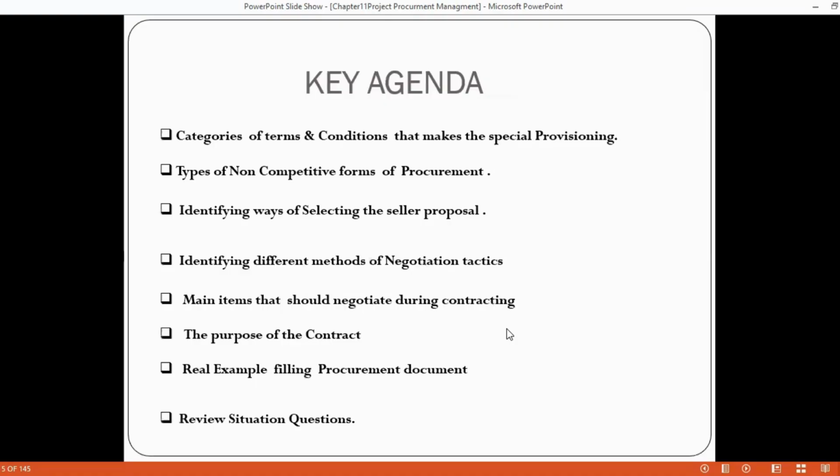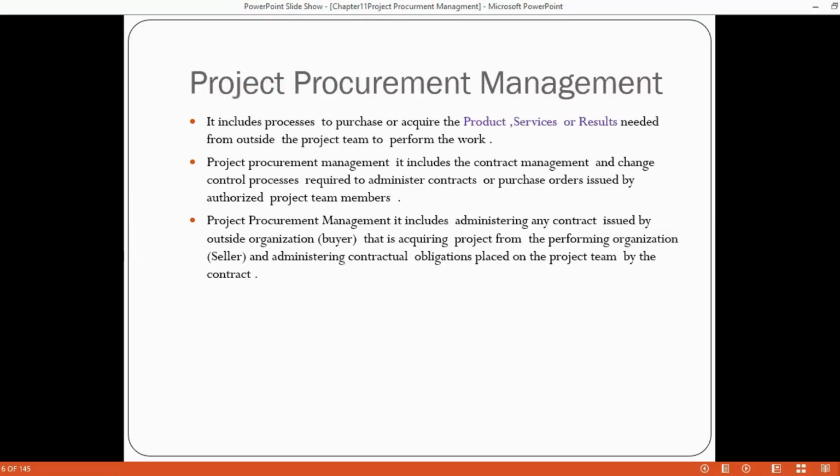Again, we're going to be looking at the categories of terms and conditions that make a special provision, as well as what are the types of non-competitive forms of procurement, identifying ways of selecting the seller proposals, how to select the best, how to perform weighting for the sellers, identifying the different methods of negotiation, how to negotiate under the contract, main items that should be negotiated during the contracts, what are the important items to negotiate under the contract, purpose of the contract. As well, we're going to see an example on how to fill in a procurement document practically, and how to tackle the PMP questions.